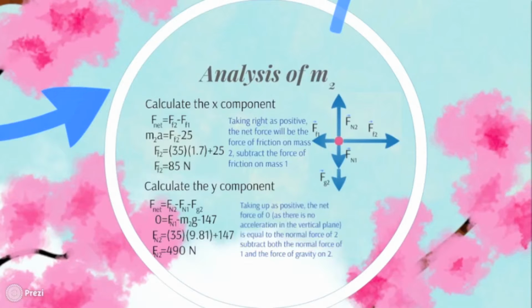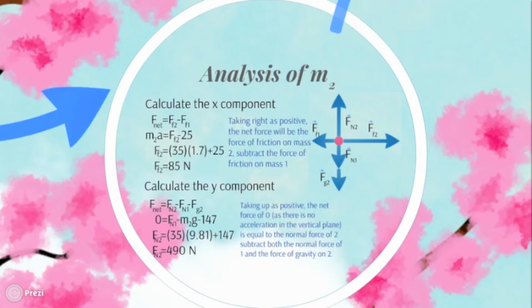To calculate the x component, we take right as positive, and the net force will be the force of friction on mass 2 subtract the force of friction on mass 1. Therefore, F net is equal to the force of static friction of 2 subtract the force of static friction on 1. Mass 2 times a is equal to the force of static friction on 2 subtract 25, giving us a force of static friction on 2 as 85 newtons.